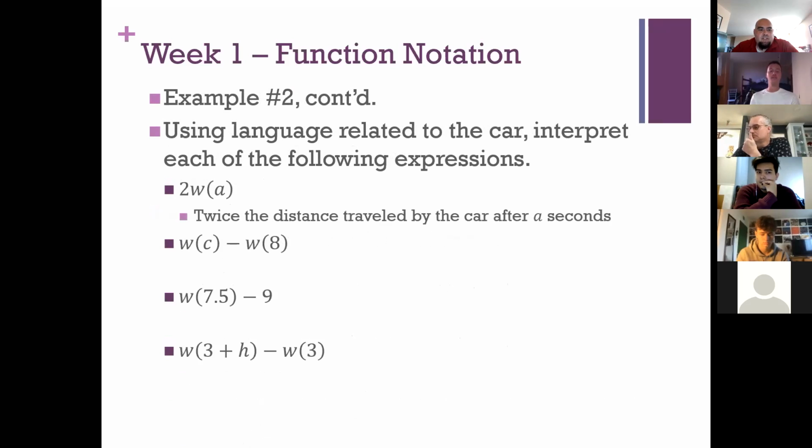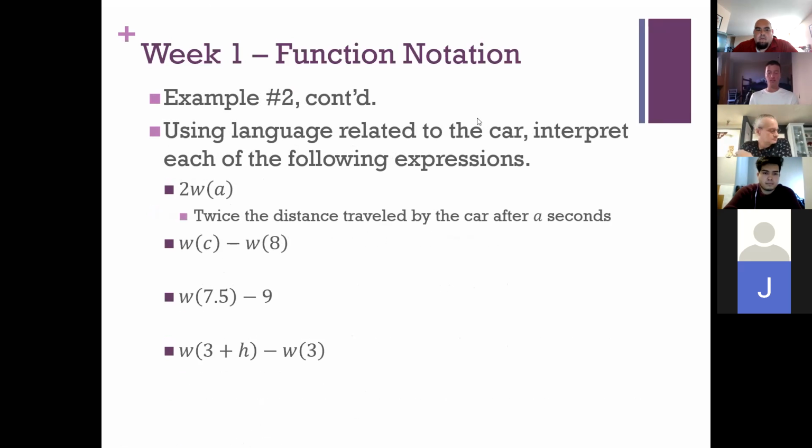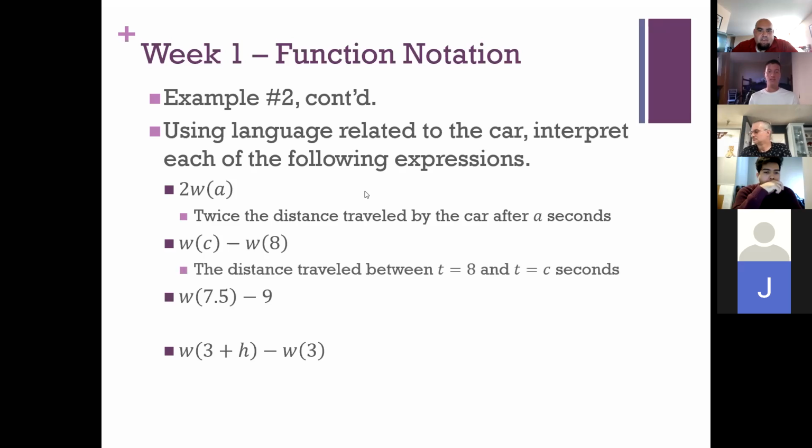All right. Next one, W of C minus W of 8. I said the change in the distance in feet from a starting time of 8 seconds to C seconds. Dong says the change in distance from 8 seconds to C seconds. Edward says the distance difference between C seconds and 8 seconds. So yeah, the distance traveled between T equals 8 and T equals C seconds. The difference in, the change in, a lot of these things represent the same idea.